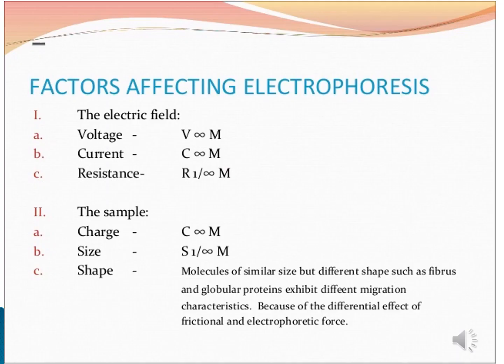This slide shows the overall factors which govern the rate of separation in electrophoresis. The major factors are the applied electric field, the sample characters, and the buffer nature. In the applied electric field, voltage, current, and resistance are the governing factors. Voltage is directly proportional to the rate of migration. That means high voltage favors more separation. High current will also favor more separation, and resistance is inversely proportional. That means an increase in resistance decreases the rate of migration.